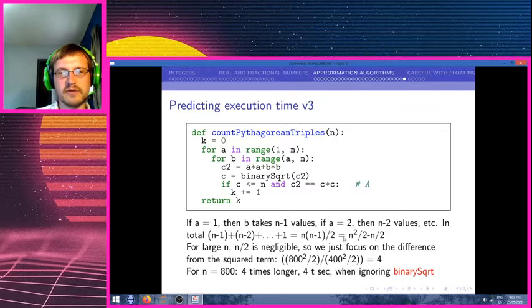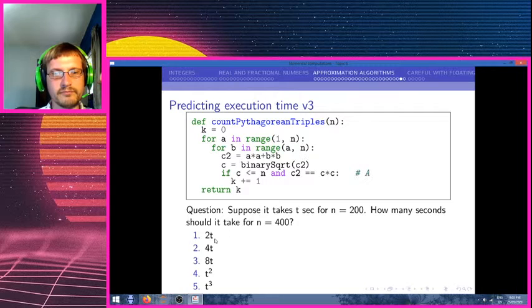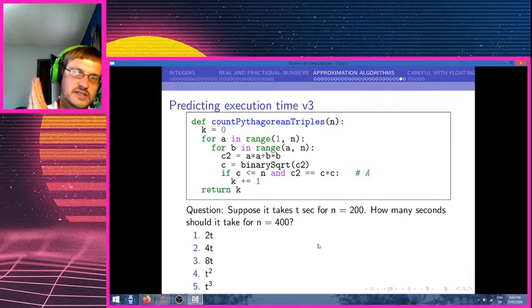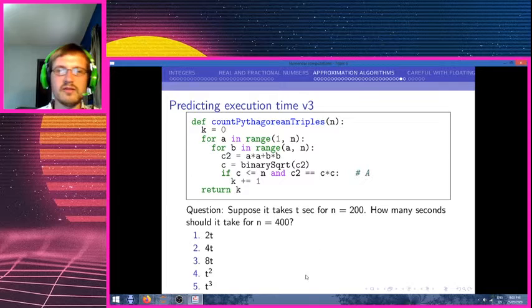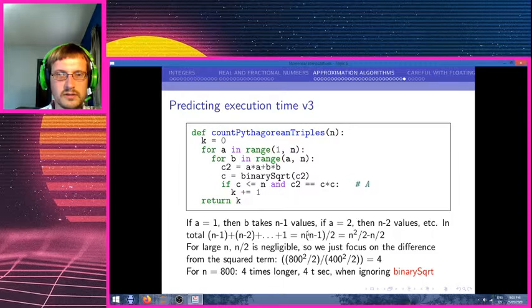Because both of these are running with that divide by 2 included in there, right? So the proportionality between 200 and 400 is still going to be 4, despite the fact that this algorithm runs in half the time as this one, right? Because what we're interested in here is not the absolute execution time, but the relative execution time, right? n equals 200 relative to n equals 400. So there you go. Answer number 2.